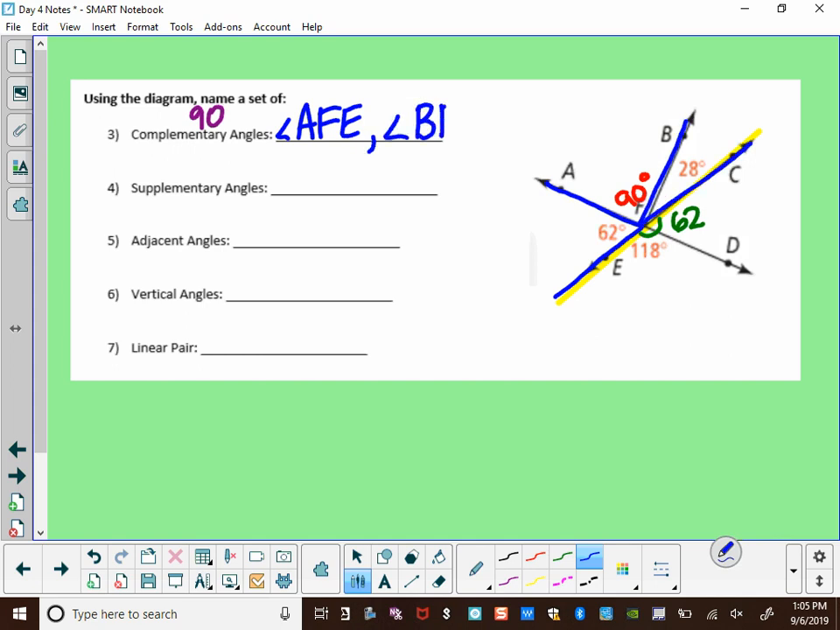They're not always going to be side by side, that's okay. I know it's confusing, it's a lot. I'm going to keep erasing so you guys can see what angles we're talking about.